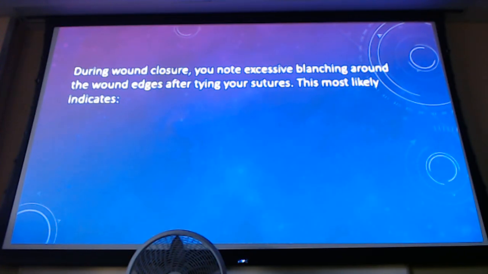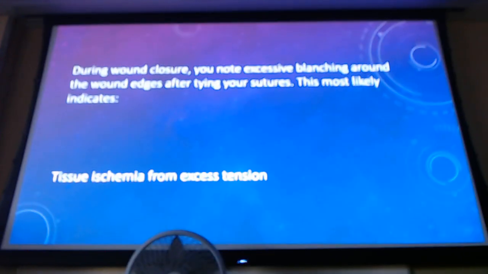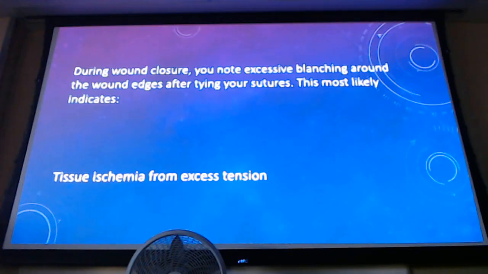Alright, during wound closure, excess blanching around the wound edges after you tie your sutures most likely indicates what? Too tight. Too tight, which means what? If your sutures are too tight, what is it going to lead to? Ischemia, and then necrosis. So what do you have to do? Take them out and do it again.